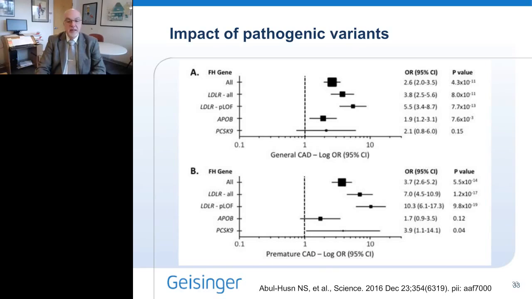Now, ApoB and PCSK9 are much less frequent, which is why, even though we're detecting a signal, the confidence intervals are much broader. Now, what's interesting is if we look at premature coronary artery disease as defined by the American Heart Association, you can see that these odds ratios go up. So now, if we look at the loss of function for LDLR, that odds ratio is 10 times with a p-value of 10 to the minus 19. So this is a huge signal of the importance of these FH variants that we can determine out of our population.